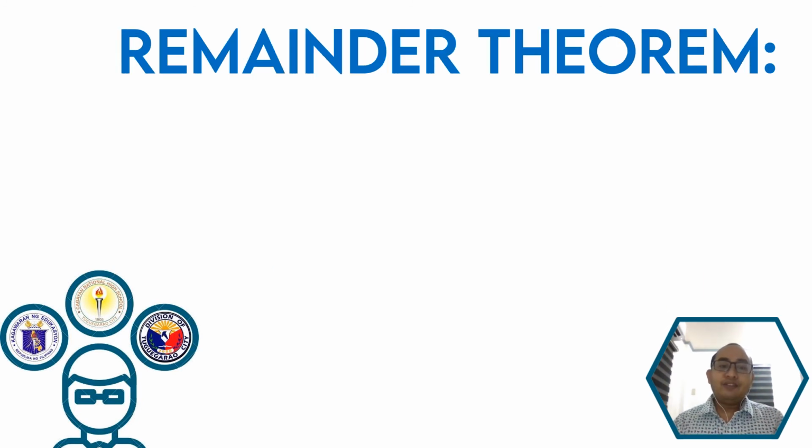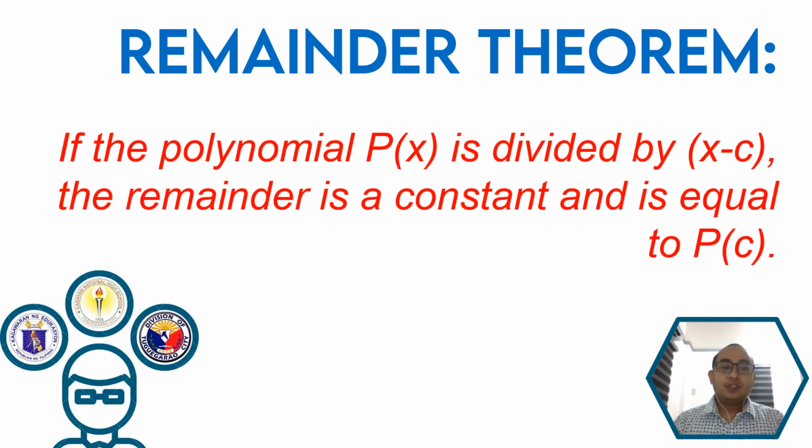So class, we have the theorem called the remainder theorem. Again, this is applied when we are interested in the remainder when a polynomial is divided by another polynomial of the form x minus c. What does the theorem say? Remainder theorem states that if a polynomial p of x is divided by x minus c, the remainder is a constant and is equal to p of c. Now, to illustrate this theorem, let's have an example.